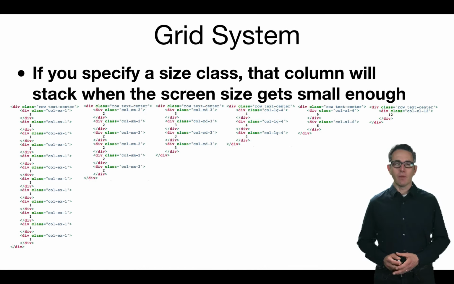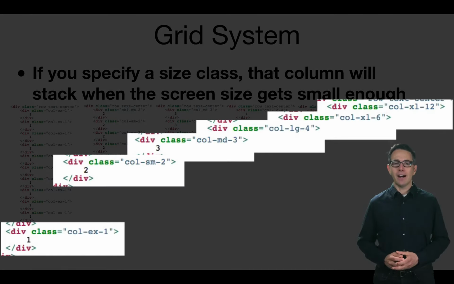So in the left column, although it's small, each one of my columns in my row has been given the class col-ex-1. That says that I want the content in this column to take up 1 column on an extra small device.